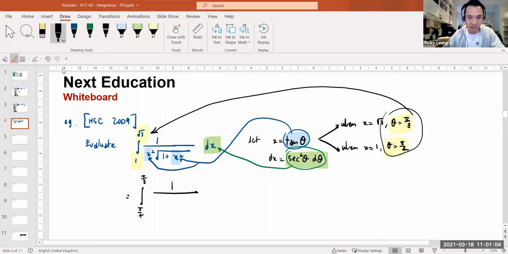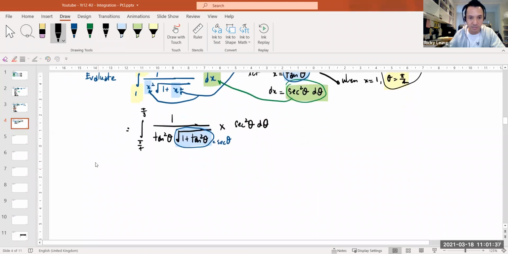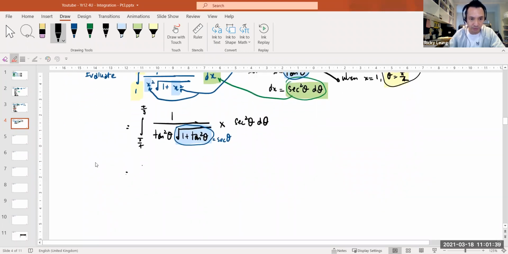1 on, now x squared, so tan squared theta, root, 1 plus tan squared theta, times sec squared theta d theta. All right, feels like a lot of stuff. Now, I know the whole purpose of this is that this part is the square root of sec squared, so this whole thing equals a sec theta. Guys, let's do a bit of working out. Let's not skimp on the working out.